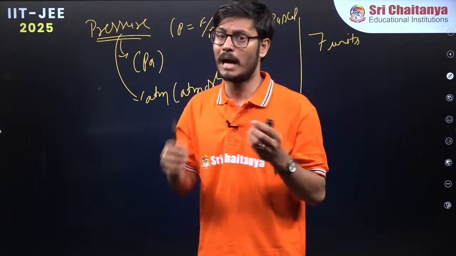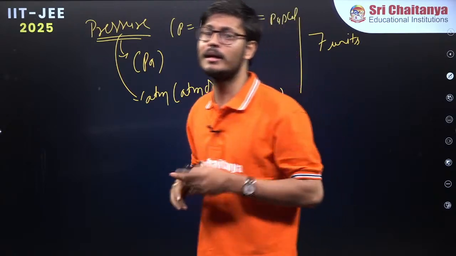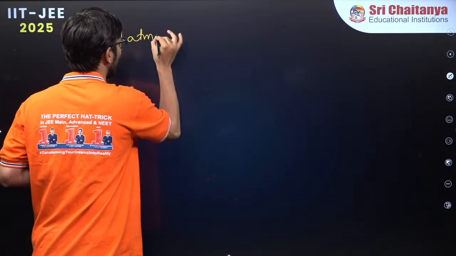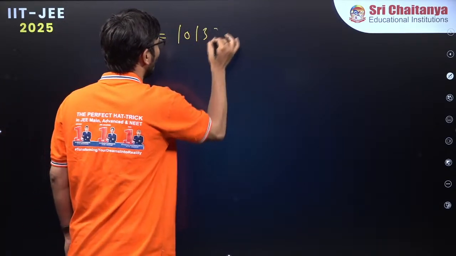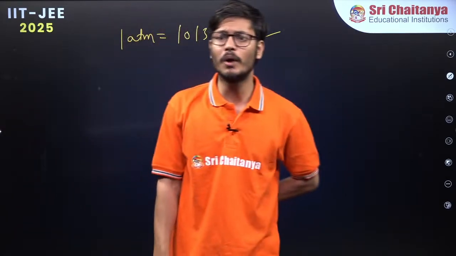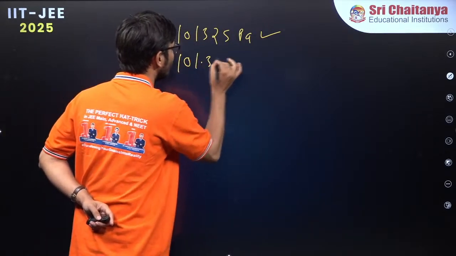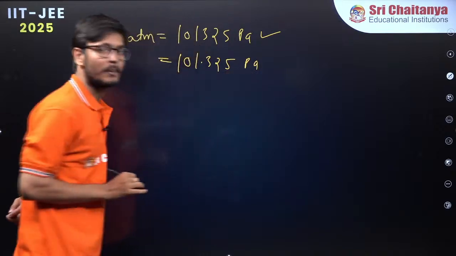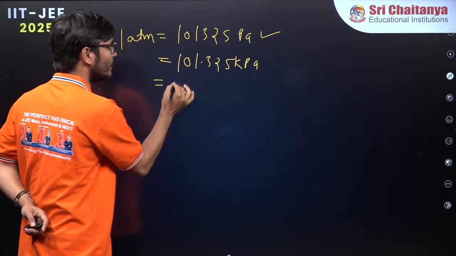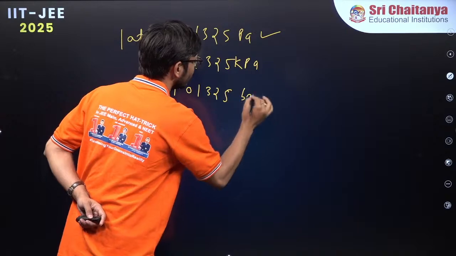Beta ji, please focus. Even my students are not able to do the interconversion of units, so this is very, very important. Please remember, 1 atm is equal to 101,325 Pascals. I can write this value as 101.325 kilopascals. Now I can remove 2 more places, so this will be 1.01325. This is called bar.